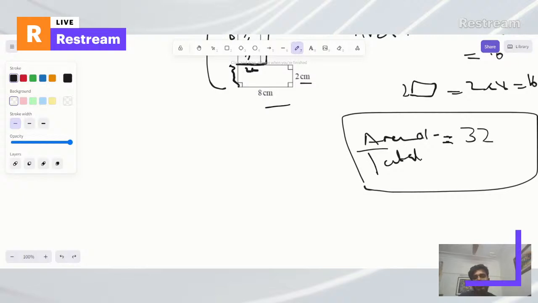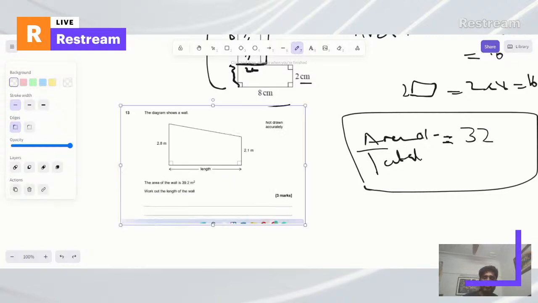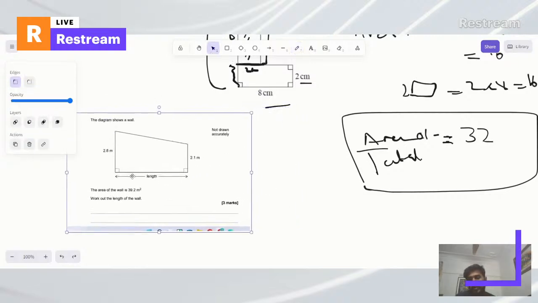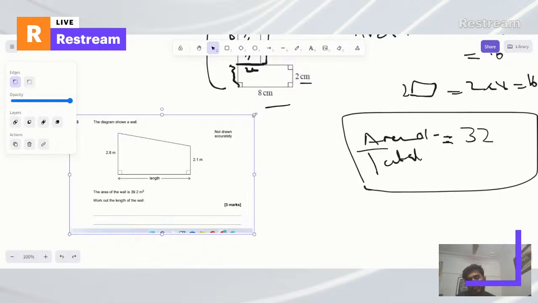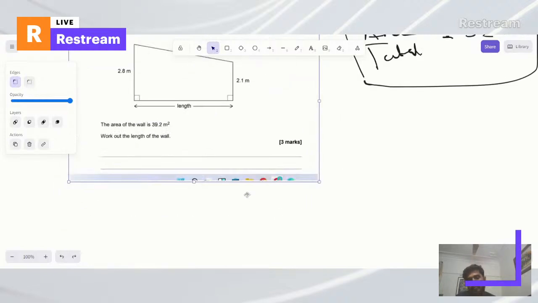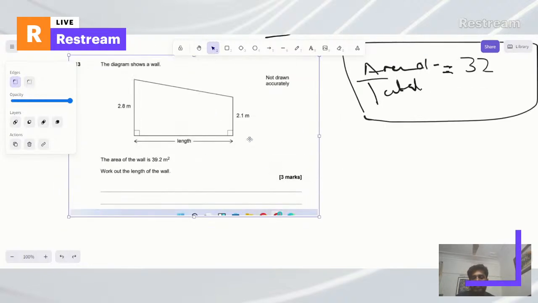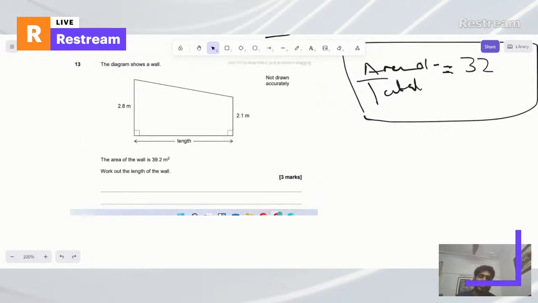Okay, so now let's do this question for a while. Take a minute and go through this question to see if you can solve it. Which shape is it? This is a trapezium, right? This is a trapezium that we studied.